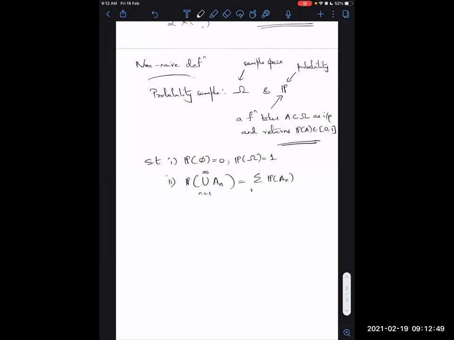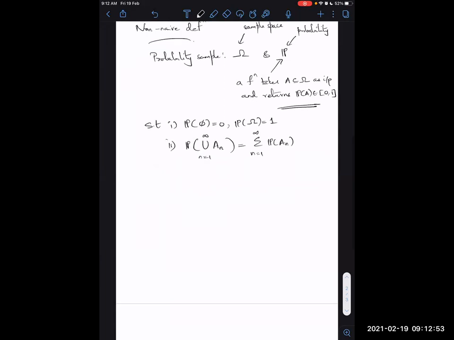And this should hold true for P if A1, A2 up to AN are disjoint. Okay, so what do I mean by disjoint here?